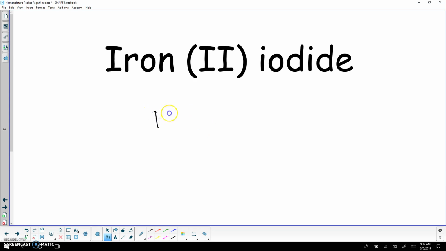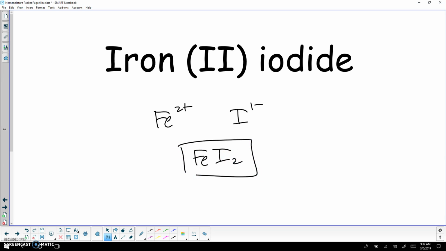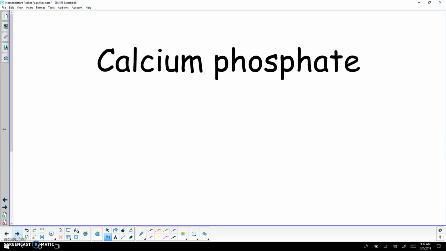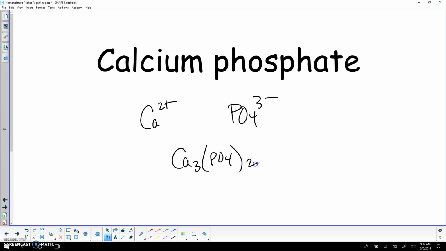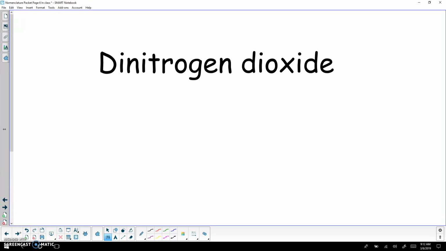Iron 2 iodide. Iron's charge is 2 plus. Iodine is always 1 minus. The 2 goes behind the iodine, FeI2. Calcium phosphate. Calcium's charge is always 2 plus. Phosphate is PO4 and is 3 minus. Okay, the charge is crossed. The 3 comes down here. And then the phosphate goes here. This 2 drops down there. Ca3(PO4)2.